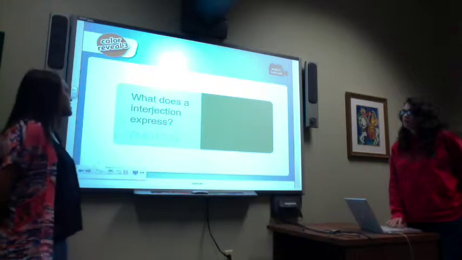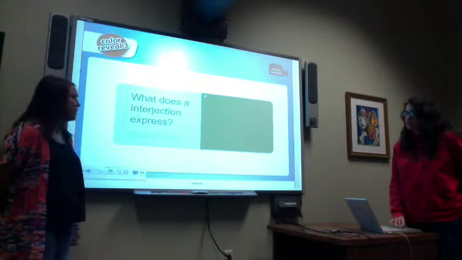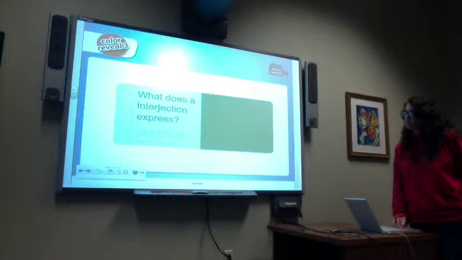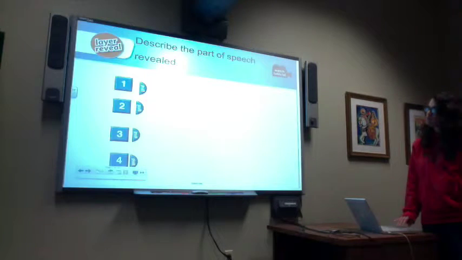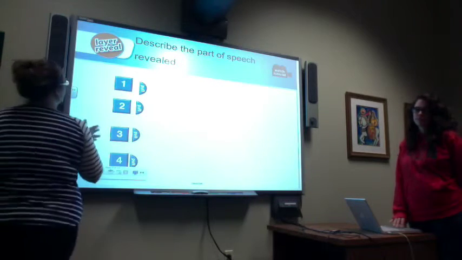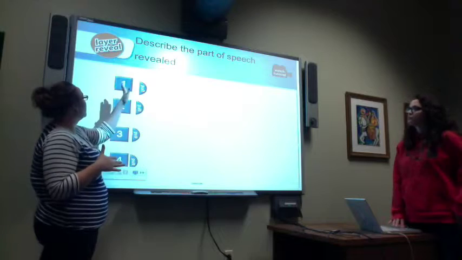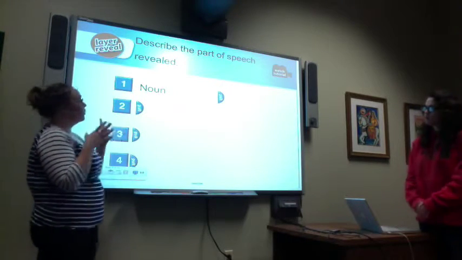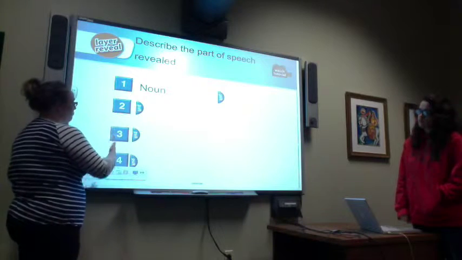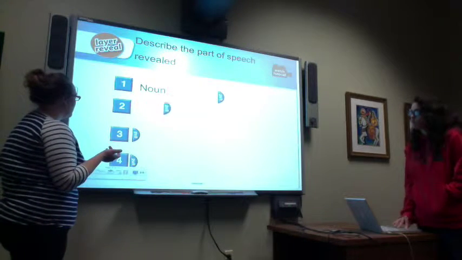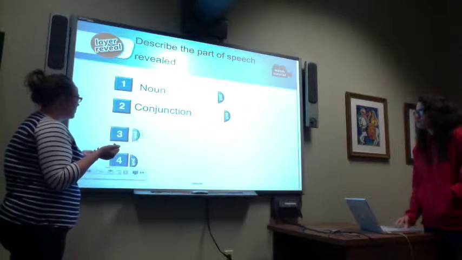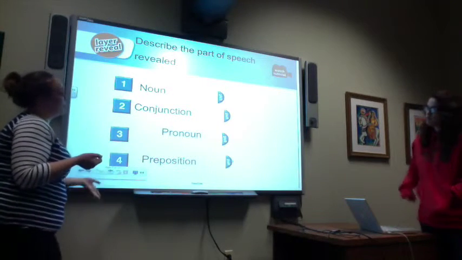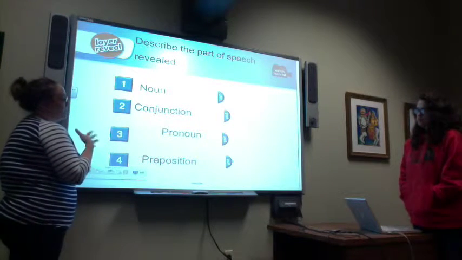Next we're going to ask, what does an interjection express? They would come here and tell us, and then we slide over and reveal the correct answer, which is emotion. With this one, we would have the student come up and reveal all the ones in order, pull the tab, and then tell us what a noun is or what any of the other ones are. Conjunction, preposition, pronoun. We would have the students come up and tell us exactly what these are and give examples and a sentence with one of those in it.